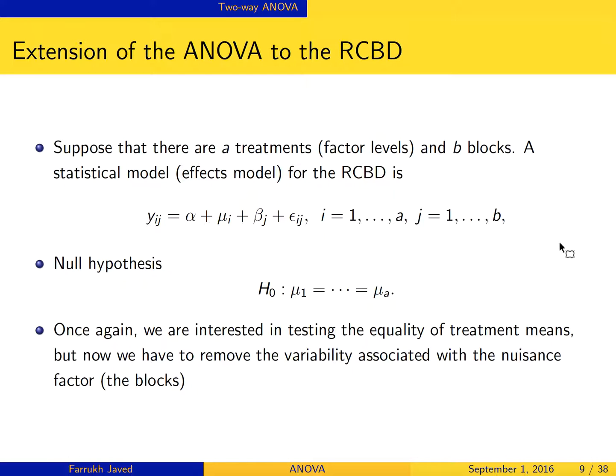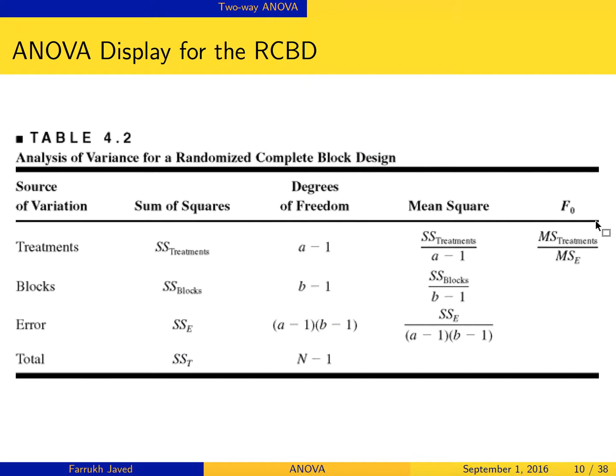Recall equation number 1. There we had mu, alpha, and epsilon. Now we have another factor beta, which is for the blocking factor, right? And since we are not interested in the blocking factor, our null hypothesis is also only dealing with mu, the test levels. So we are interested in testing the equality of treatment means, but now we have to remove the variability associated with the nuisance factor. And how can we do that?